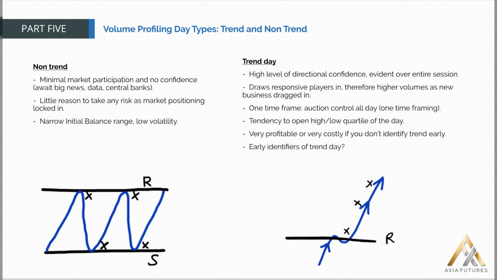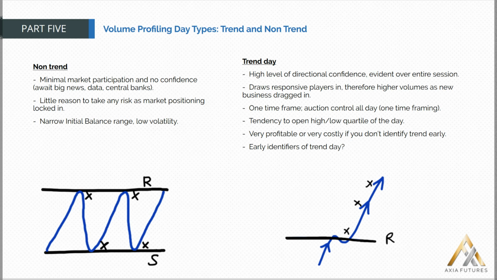In non-trend, there's very little reason to take any risk as the market positioning is locked up. So again, it's this concept of you need to wait for further information, say from a crucial central bank, before then allocating and taking on further risk. In non-trends, we do tend to see very narrow initial balance ranges and very low volatility.